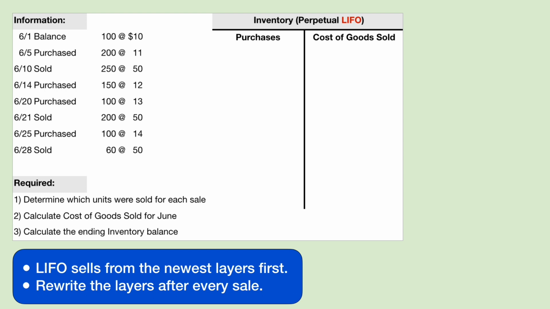Here is our problem. Remember that when using the LIFO method, if we have multiple layers, we always sell from the most recent layer, and then we work towards the older layers. And then we have to rewrite the layers after every sale.